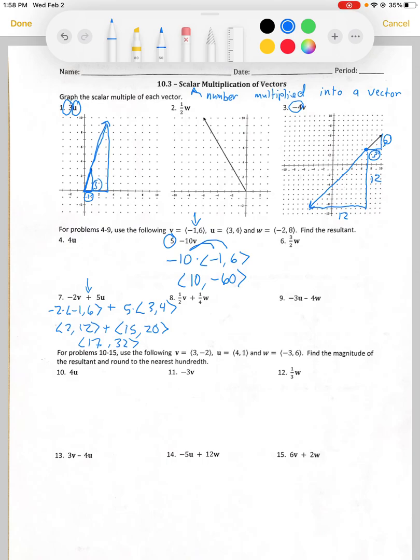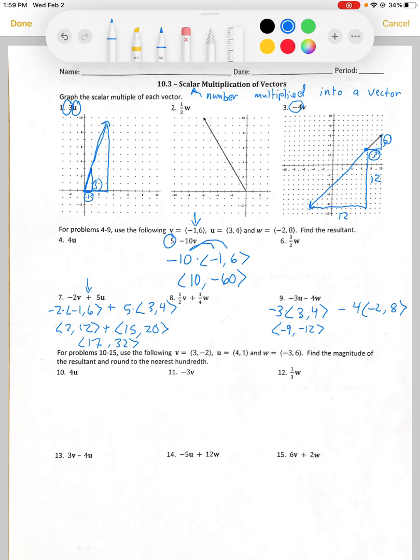Moving on to number 9, we have negative 3u minus 4w. So let's just go ahead and write that out in the bad notation. Negative 3 times 3, 4, minus 4 times negative 2, 8. So the first one is just going to become negative 9, negative 12 in our brackets.